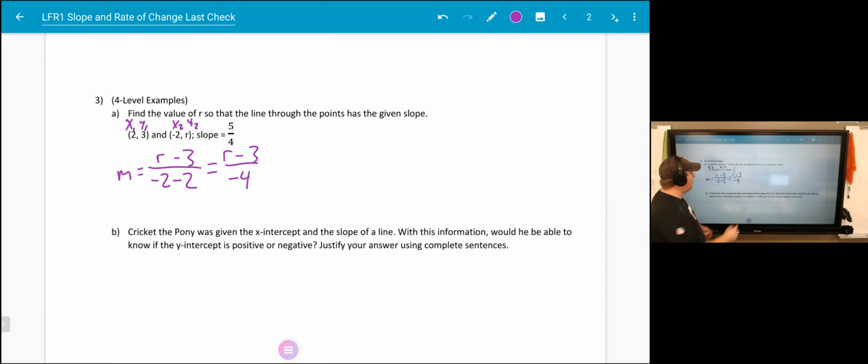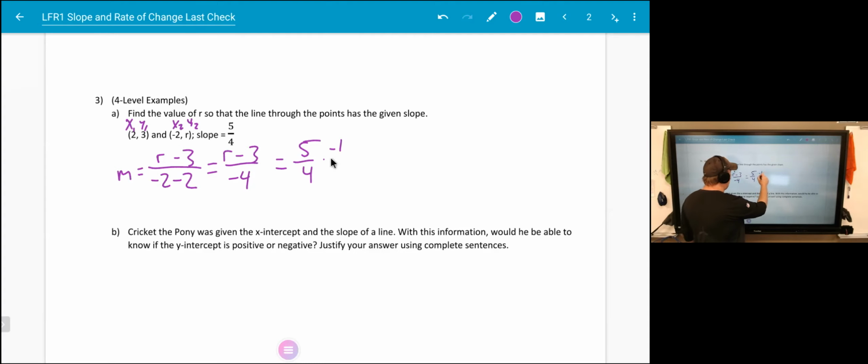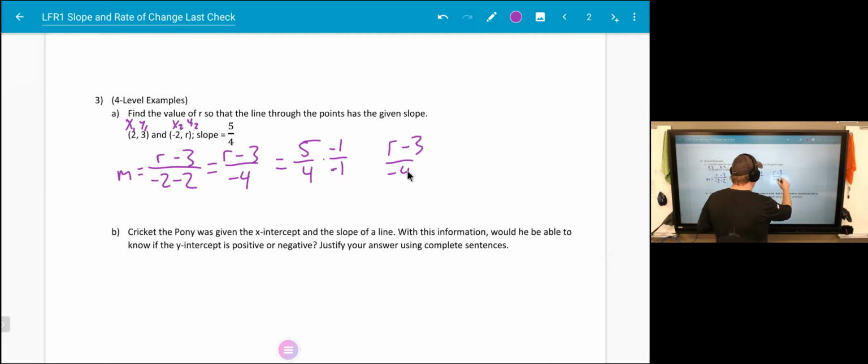Well, I know at some point this has to equal positive 5/4. What can I do to get common denominators here? Because I want to compare these two fractions. Well, what I could do is this. I can multiply this side by negative 1 on top and bottom, because I'm just multiplying. That's just multiplying by 1. And this would give me r minus 3 divided by negative 4 is negative 5 divided by negative 4.